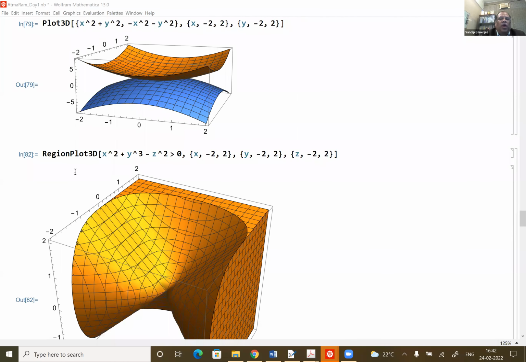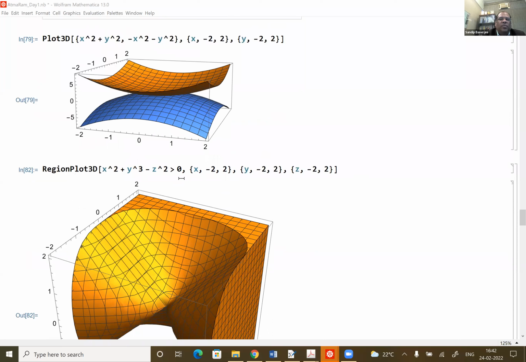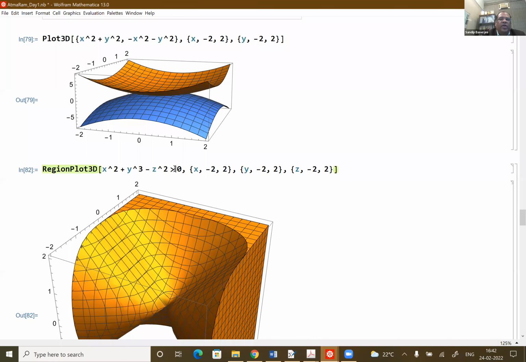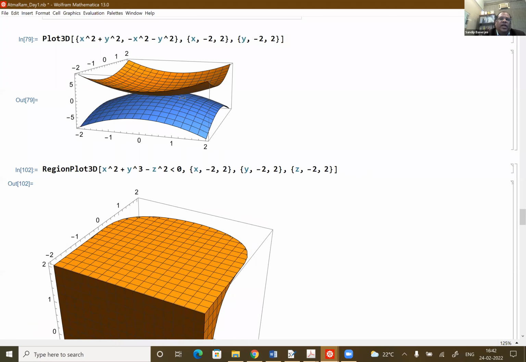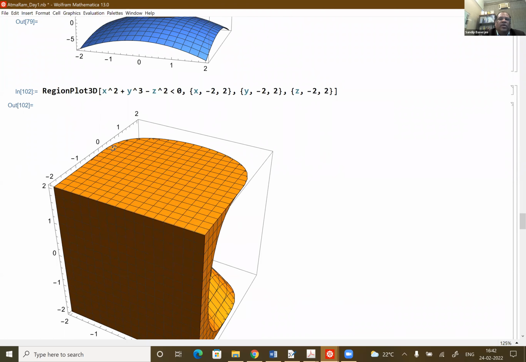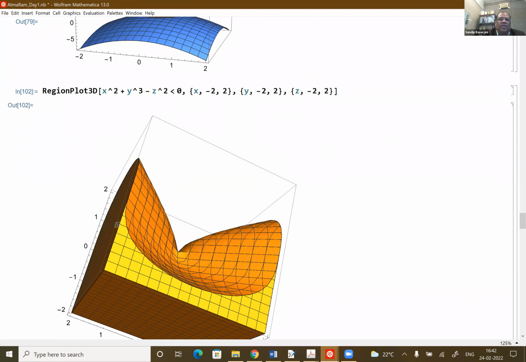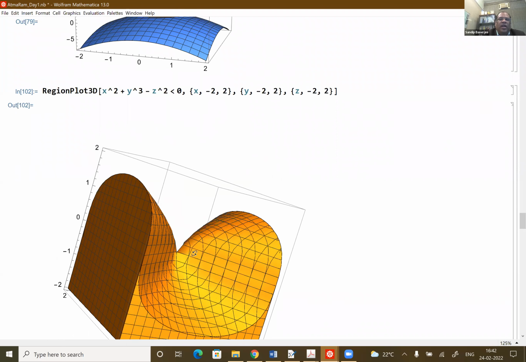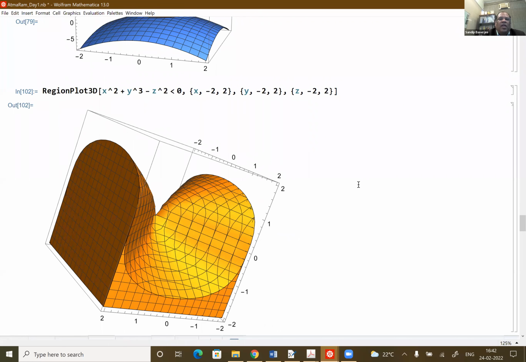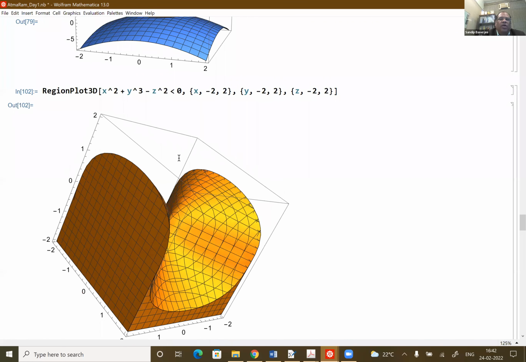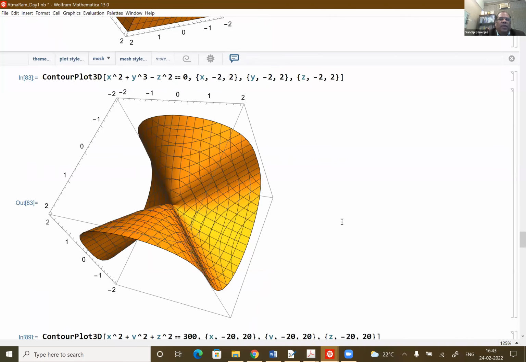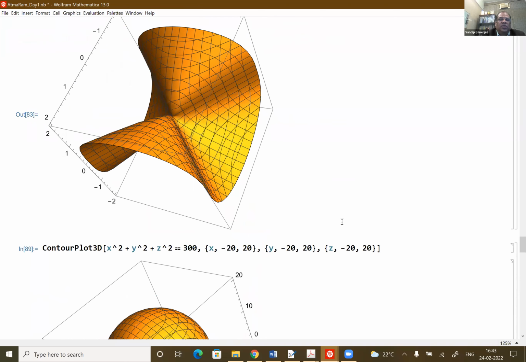Suppose you want a region plot, then it has to be an inequality, so it will determine a certain region. Suppose I write it as less than 0, it gives something else. Previously it gave greater than 0. So with less than 0, this part is now deleted. And if you want a contour plot, it is where your 0 will work. So that is the basic difference.